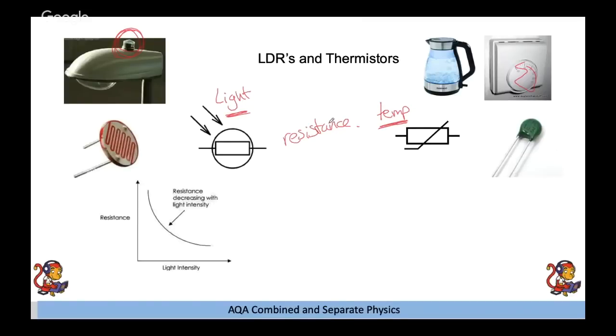So here's the first one. For an LDR, as I increase the light, the resistance goes down. It's got that shape of graph, inversely proportional, and exactly the same again for a thermistor. So when we have lots of heat and it's hot, we have a low resistance. Now, should you be asked to explain how to place an LDR into a circuit, if you want an LDR to decide when a light comes on, you need to place the LDR in parallel to the bulb.